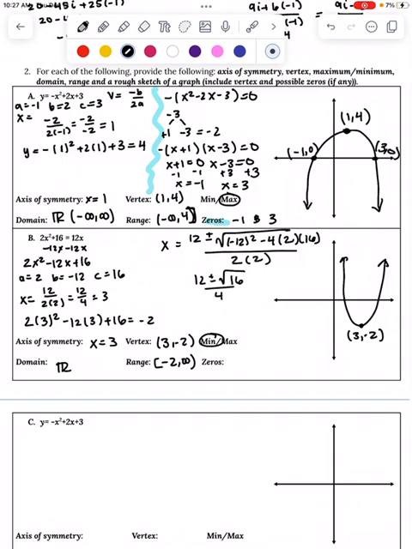So I'm gonna have 12 plus square root of 16, aka 4, and I'm gonna have 12 minus square root of 16, over 4. So 12 plus 4 is 16, divided by 4, so I should have 4. 12 minus 4 is 8, and 2. And I'm gonna check that on my calculator.